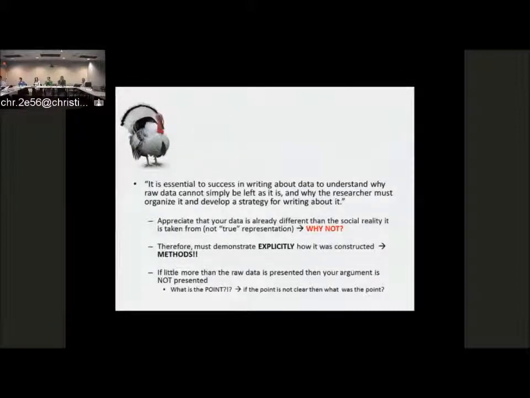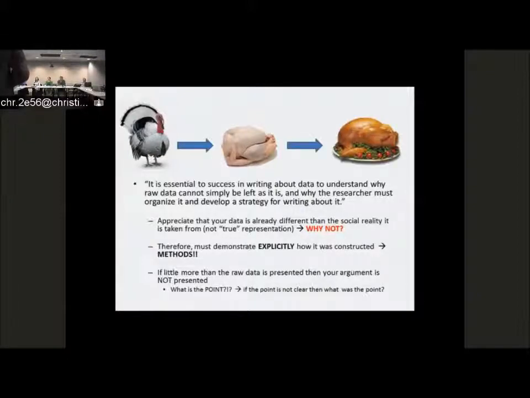So appreciate that your data is already different from the social reality, and therefore you must demonstrate explicitly how you found that stuff in the methods. If only the raw data is presented, then your argument is not presented, right? You've made your argument in the analysis. You then, in the discussion, have to paint that picture. You have to show the argument to the reader. That's another way of convincing the reader of what you found, right? So here's raw data, you've got to do that in your analysis, and then in your discussion, you do that. I use these visual things to help me understand how something actually works.